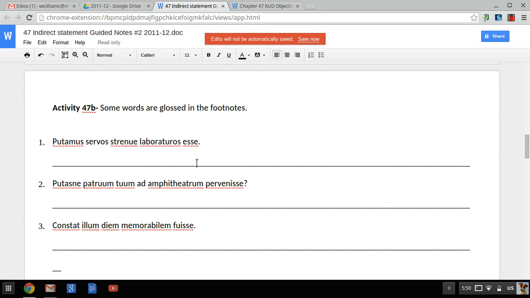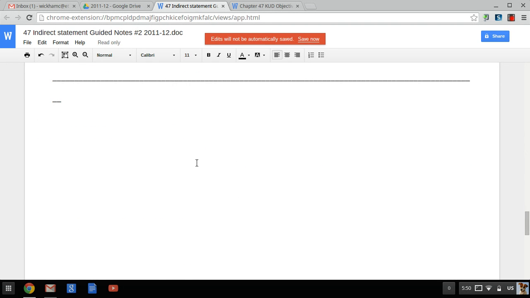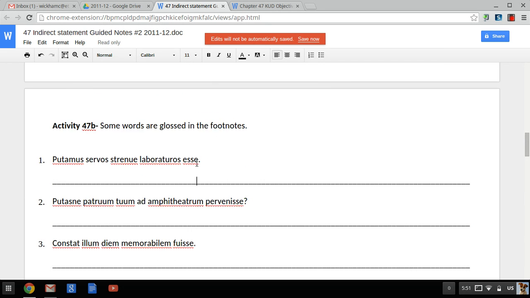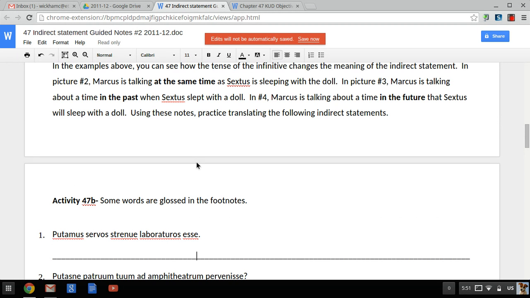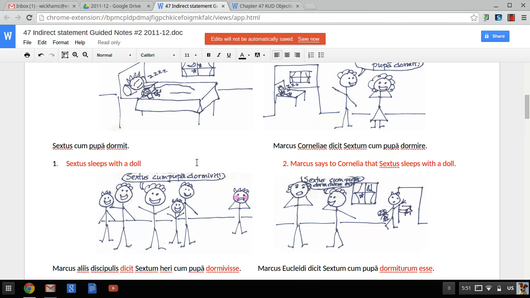So this would be 47b, and some of the words will be glossed in the footnotes on 47b in your textbook. So if you want to look at your textbook as well, that might be helpful. Just keep in mind that I don't know the exact page number, so you have to look in your textbook for activity 47.